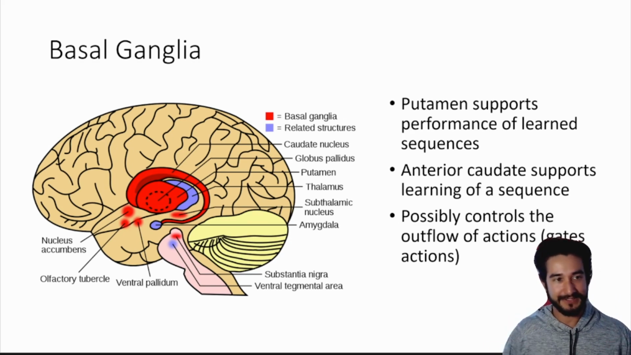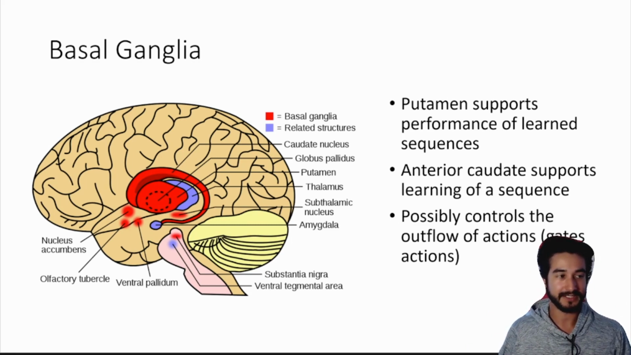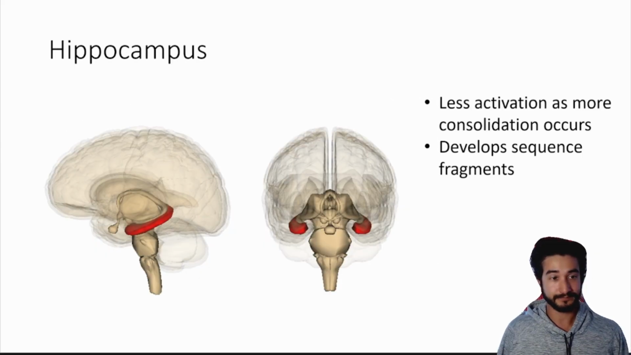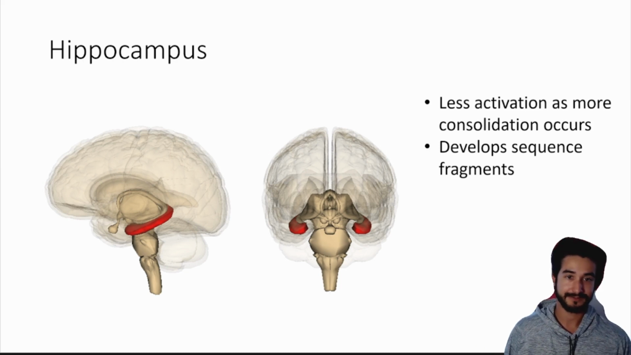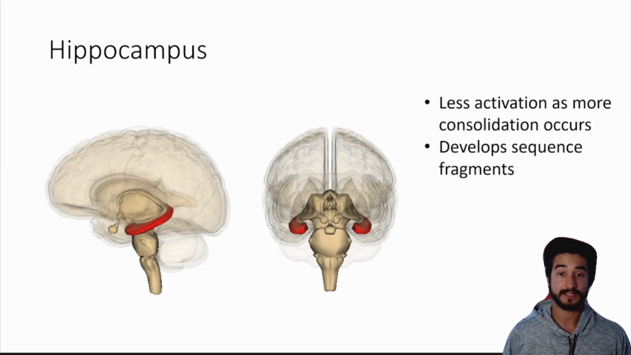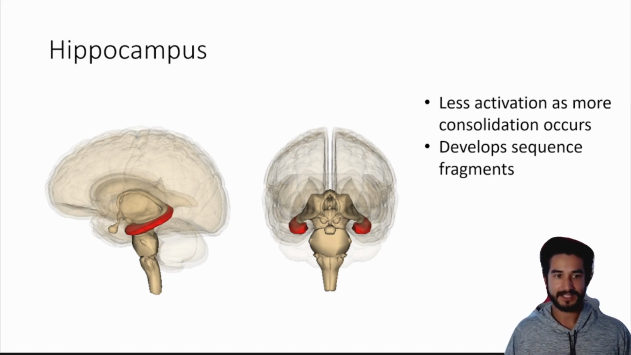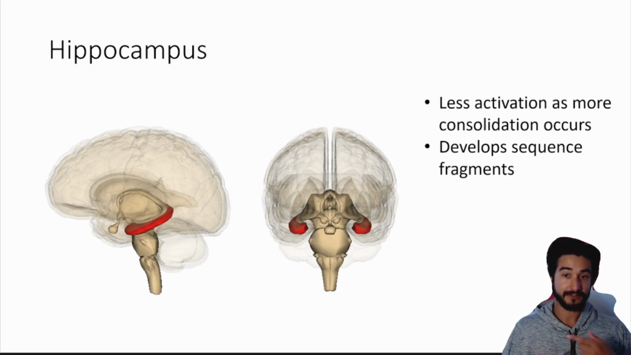So it seems to be multifaceted in motor sequence learning and its role in learning these sequences, but it's not fully clear exactly what it's doing. Like in declarative learning, the hippocampus becomes less active as the memory becomes more consolidated. Thus, the more stable the memory and the more integrated it is into long-term memory, the less hippocampal activation. And so we believe that the hippocampus is imperative for developing sequence fragments.